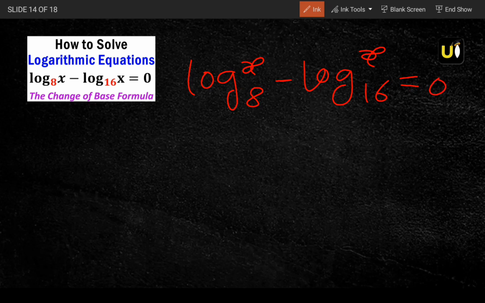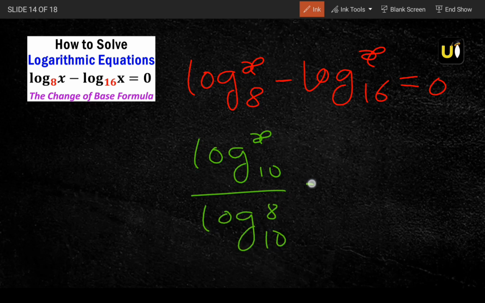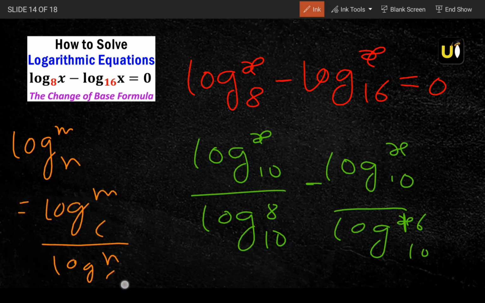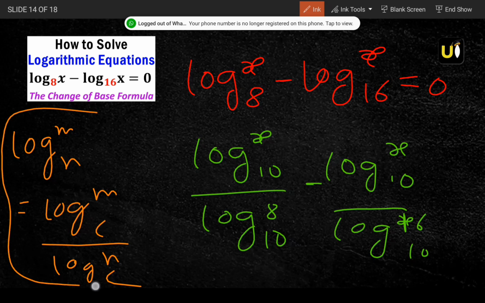Here we can write this as log x to the base 10 by log 8 to the base 10 minus log x to the base 10 by log 16 to the base 10. Here the property we used is log m to the base n can be written as log m to the base c by log n to the base c. This is the property of logarithms we have used.